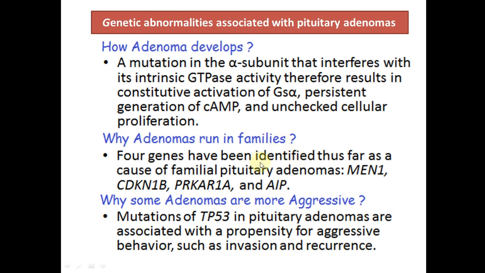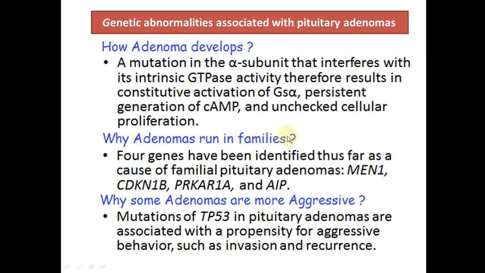The genetic abnormalities that are studied in pituitary adenoma, one is the mutation in the alpha subunit that I explained in the previous slide, which leads to constitutive activation of the stimulatory G protein and persistent and uncontrolled cellular proliferation. However, for the genetic association of pituitary adenomas, where the adenoma runs in families, that makes only 5% of the pituitary adenomas; the rest of the pituitary adenomas occur sporadically.